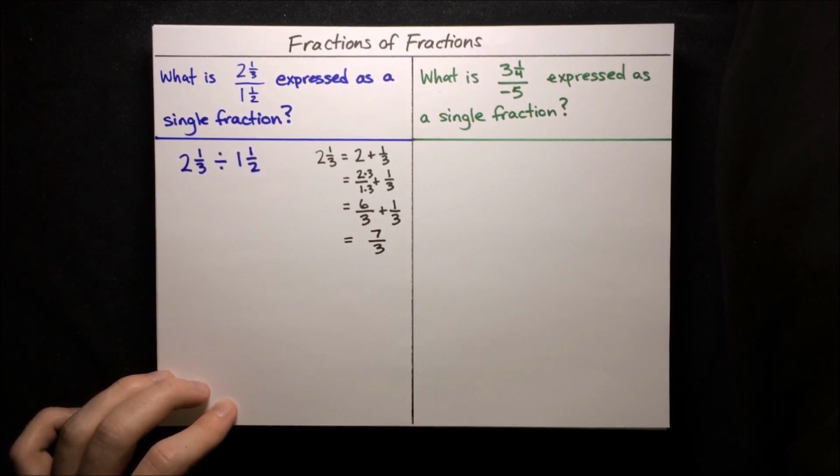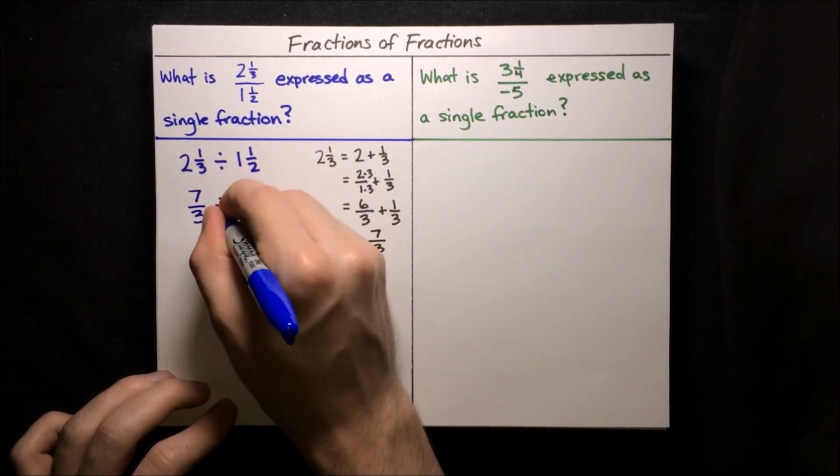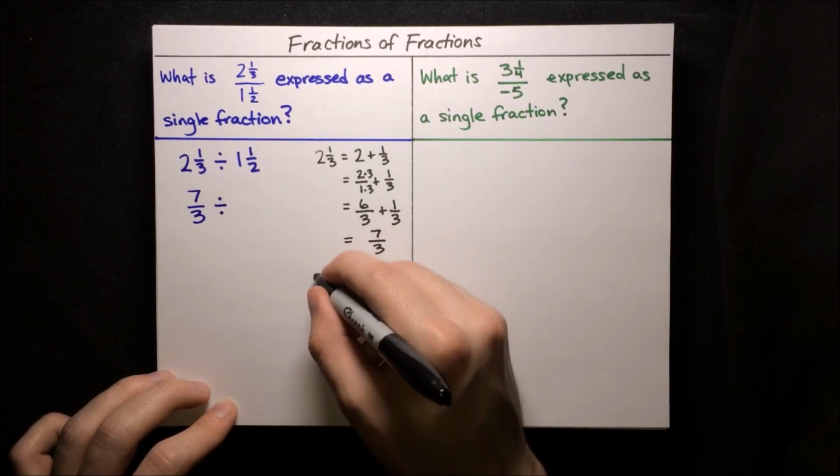So 2 1/3 is just 7/3. And then we want to divide by 1 1/2. 1 1/2 we also have to convert to an improper fraction. Let's do that again on the side here.